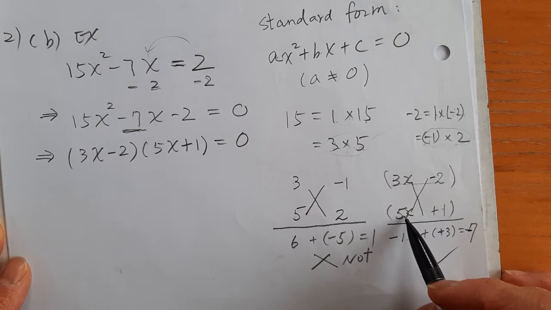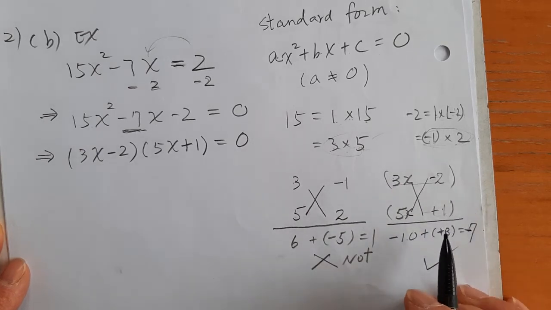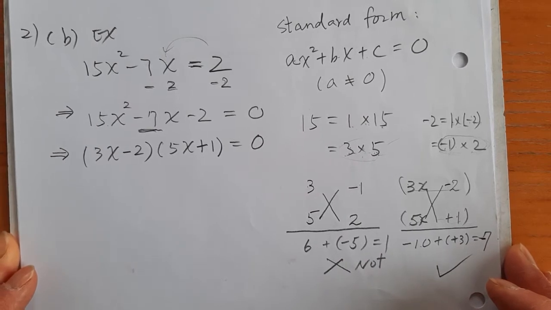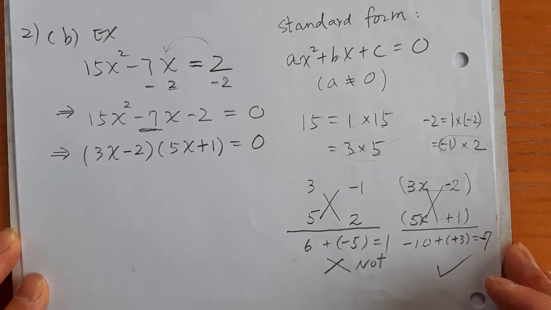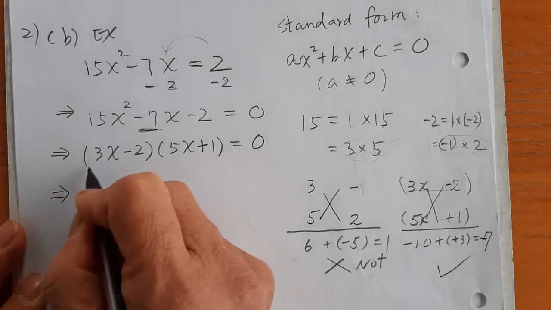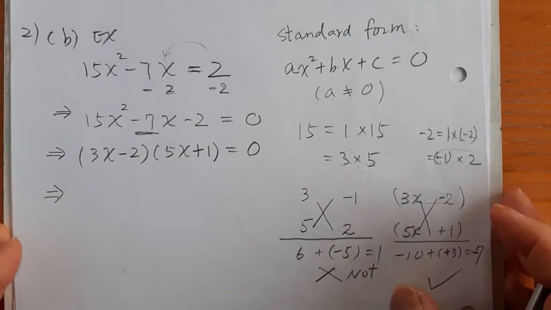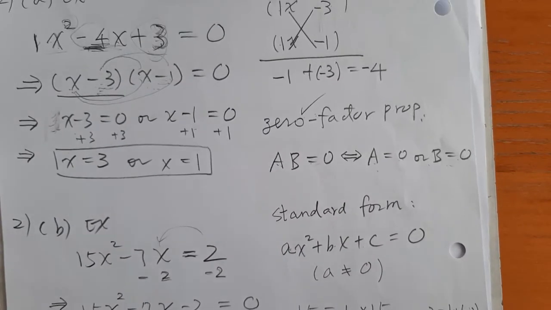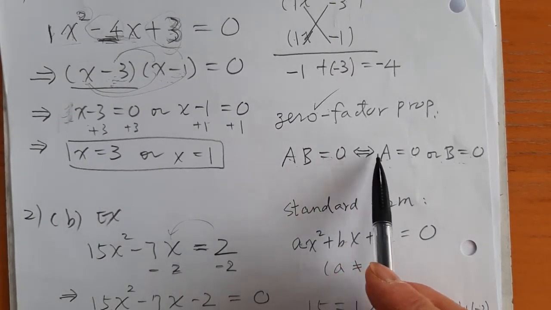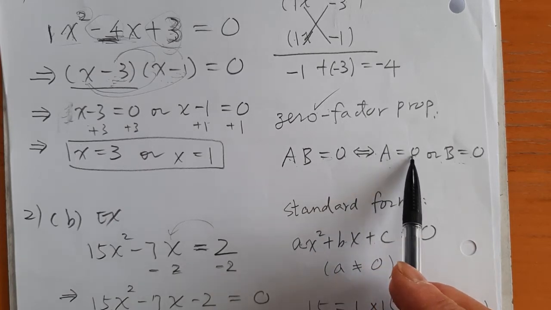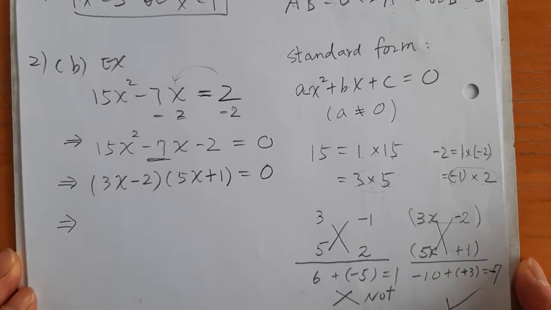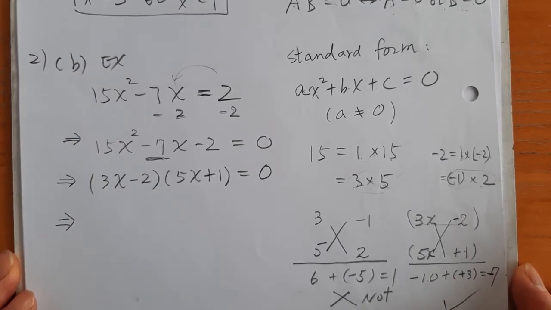3x minus 2 times 5x plus 1 equals 0. And then each factor equals 0. So we use the zero factor property: A times B equals 0 if and only if A equals 0 or B equals 0. So there are two factors that multiply together to equal 0.